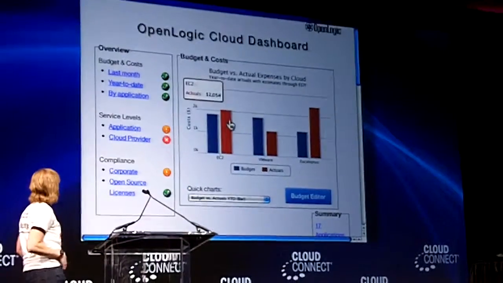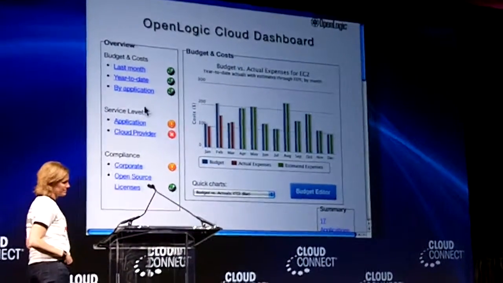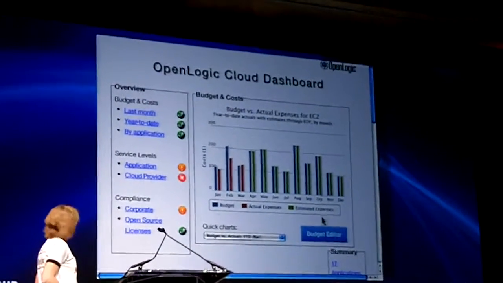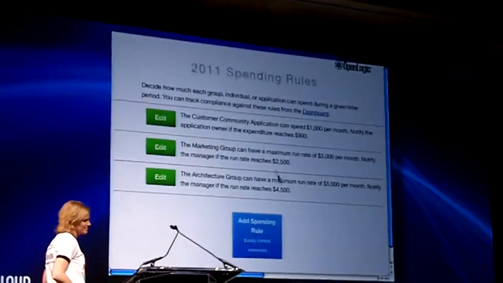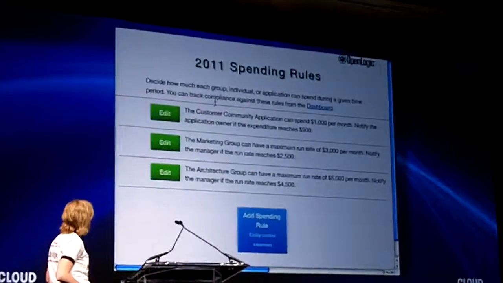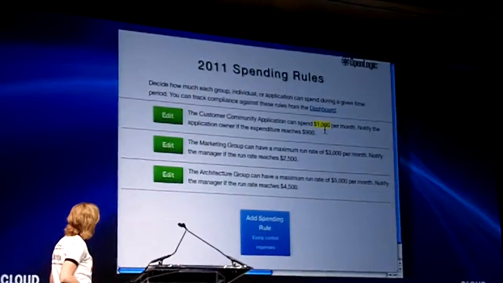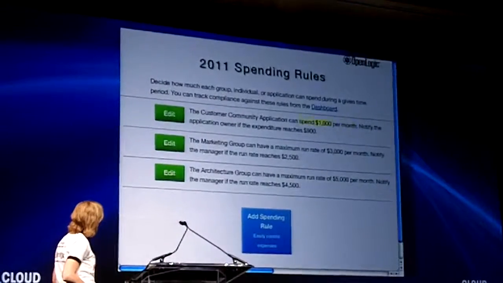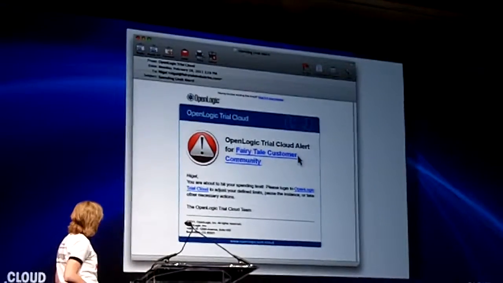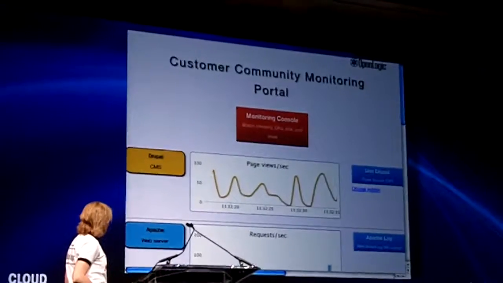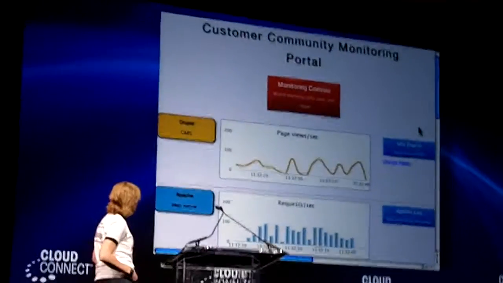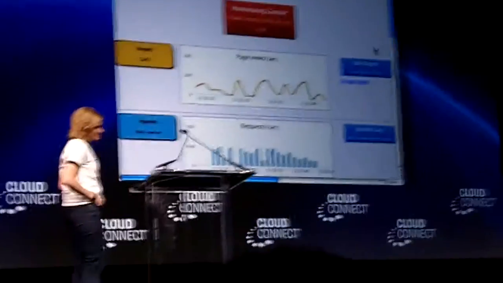It can manage budget and control costs, manage SLAs and also compliance with their own corporate policies and open source licenses, and bring up a budget editor to get control of what they're spending on the infrastructure in the cloud. So in this case, he can see that his customer community app is budgeted for $1,000 a month, and both Nigel and his manager will be notified if they might exceed their budget. They'll also be able to automatically monitor and manage the components in the open source stack they deployed to the cloud with the OpenLogic Trial Cloud monitoring portal.